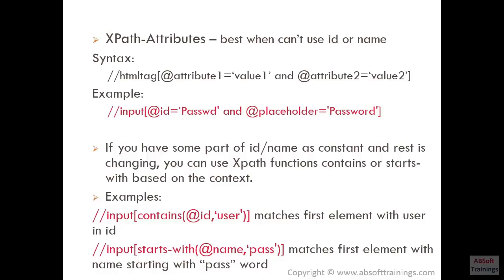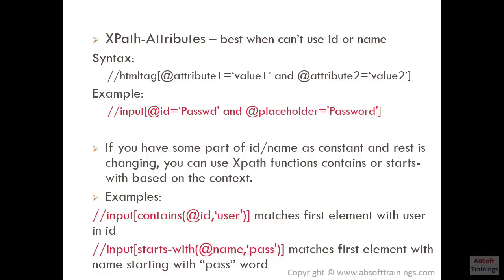In the first example, we are looking for an element where ID contains user. The other parts of the ID may be prefix or postfix. They can be changing, but it always contains the word user. In the second example, we are looking for an element where name starts with the word pass. After pass, it can be changing or some dynamic words, but it always starts with pass.